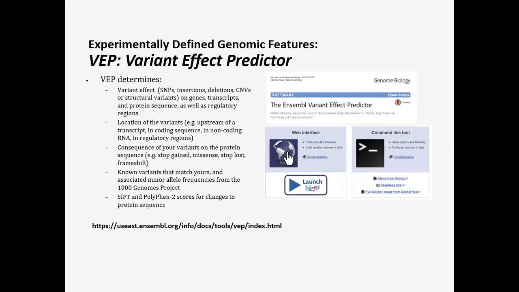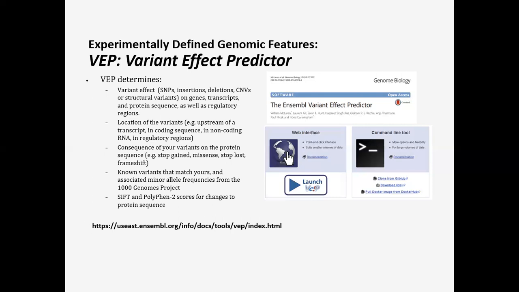So you can use either ANNOVAR or VEP. VEP is used mostly because it is from Ensembl, and the reference genome annotations are updated very, very frequently with all the updated information. So what VEP does is determine the effect. It will annotate insertions, deletions, small insertions and deletions. It can annotate your copy number variations or the structural variations on the genes, transcript and protein sequences, as well as the regulatory regions. So what does this mean?